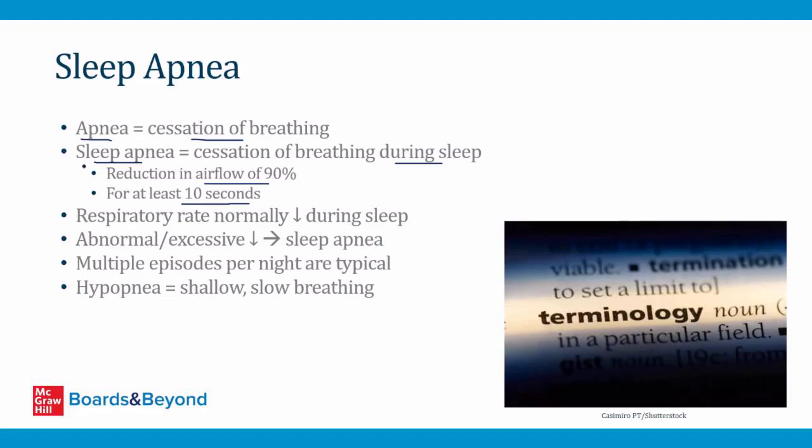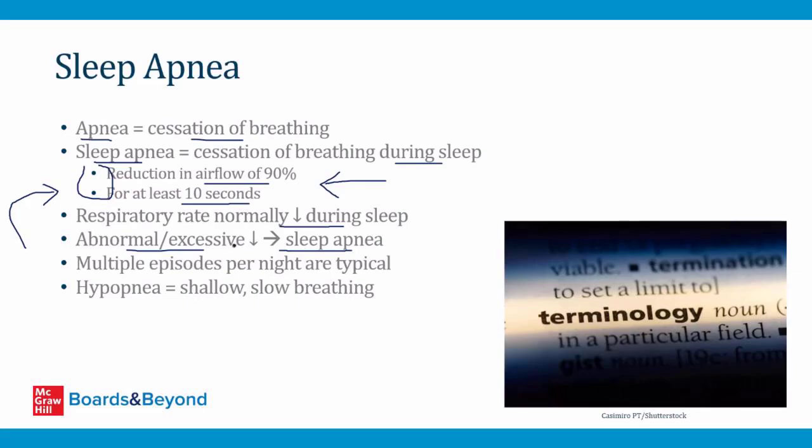And the idea behind this definition is that respiratory rate normally declines during sleep in all of us, even in people who are healthy. And so you can have mild episodes of apnea that don't meet these criteria, and those are normal. It's only episodes that meet these criteria, they last more than 10 seconds, the airflow goes down by 90%, that are considered pathologic. And basically, what's going on when patients do have episodes of sleep apnea is that there's an abnormal or excessive fall in the respiratory rate during sleep, and that leads to the clinical condition of sleep apnea.